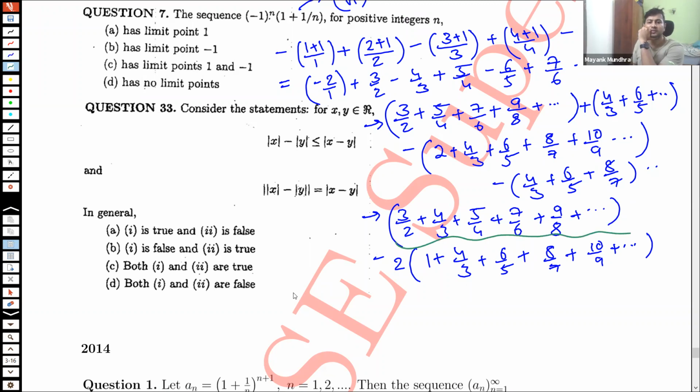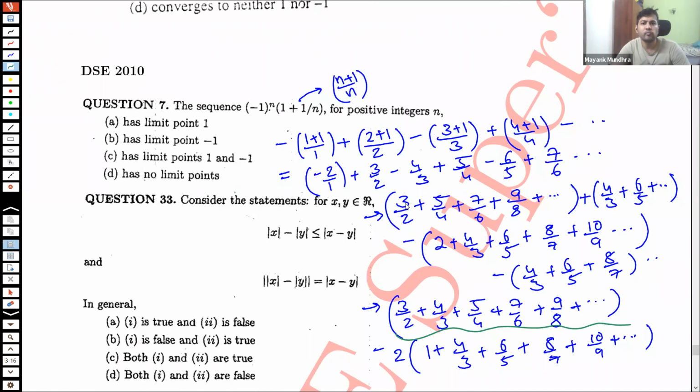Let's focus on this sequence. This sequence is not going to telescope. It's not telescopic. Okay. So let's not do that. Let's try some other strategy.